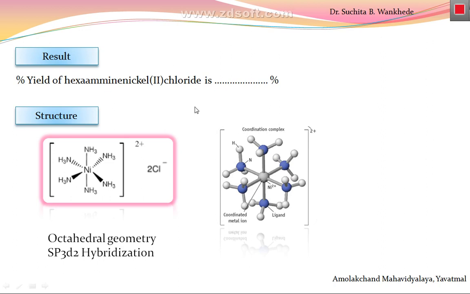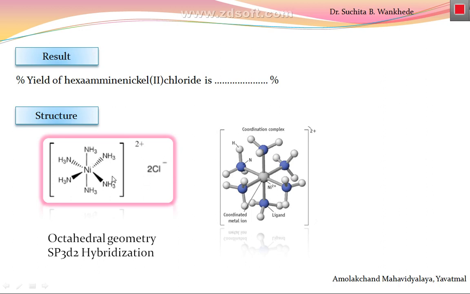Now the structure of our complex is here, the hexaamine nickel chloride complex. Nickel is the central metal ion to which 6 ammonia molecules are attached. The nitrogen atom of ammonia is attached to the nickel metal ion having dipositive oxidation state, and its positive charge is stabilized by the anion, that is 2 times Cl negative.